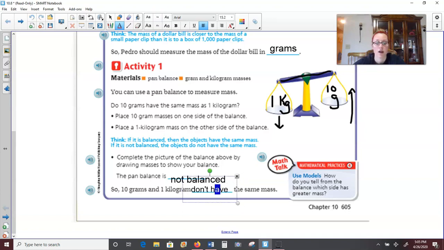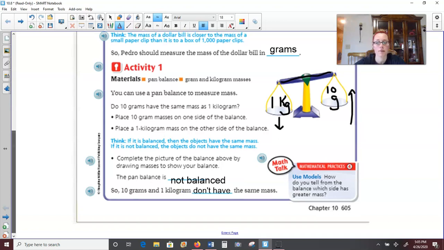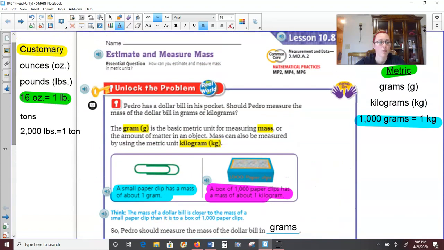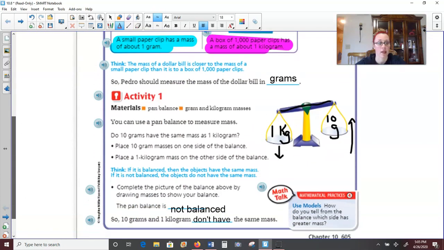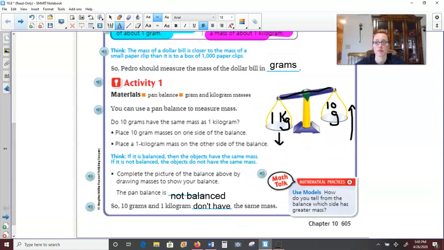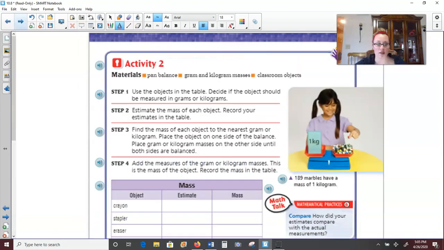Okay, so they don't have the same mass as one another. And remember, from what I told you up top here, it would take 1,000 grams to equal 1 kilogram. We were just talking about 10 grams, so it certainly would not be the same mass at all. All right, over to the next page.